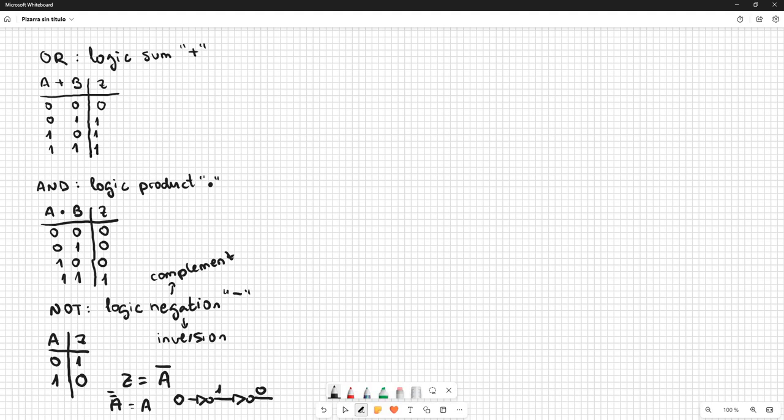So we saw, using the NMOS families, this circuit.